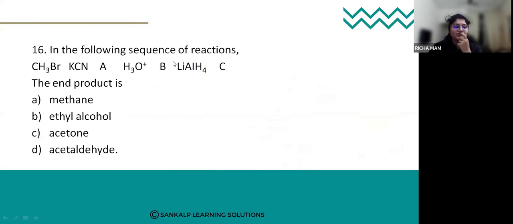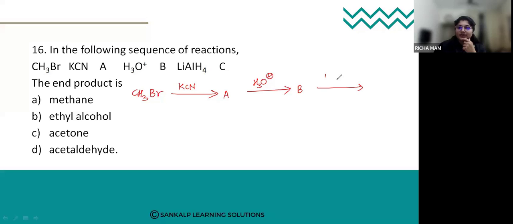In the following sequence of reactions, methyl bromide, CH3Br, in the presence of potassium cyanide gives A. This further undergoes acid hydrolysis to give B. Further, in the presence of lithium aluminum hydride, it gives C. You have to find the end product C. The options are: A, methane; B, ethyl alcohol; C, acetone; and D, acetaldehyde. Follow the steps.